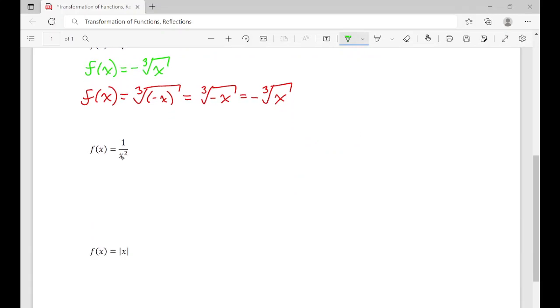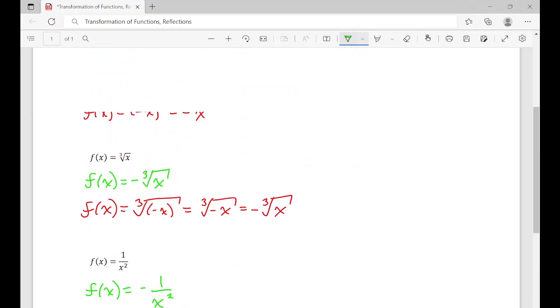Next we have the function 1 over x squared. So we're just going to put a negative in front of the whole thing. So negative 1 over x squared. And then to reflect it on the other axis, we're going to do 1 over negative x, quantity squared. And if you simplify this, negative x squared is just going to be x squared, so 1 over x squared. So when you reflect about the y-axis here, it actually just goes back to being the exact same thing. No real change.